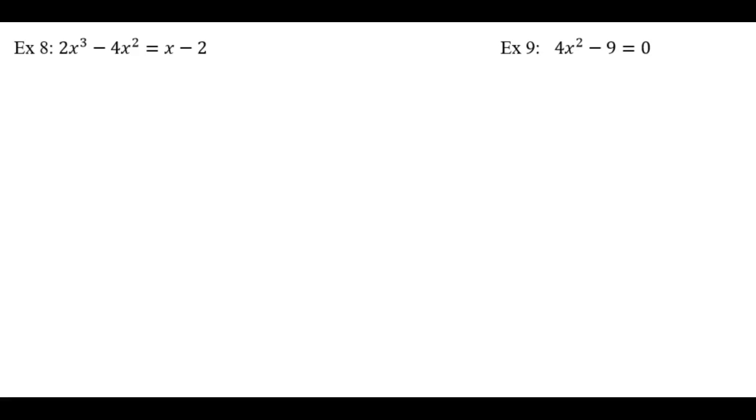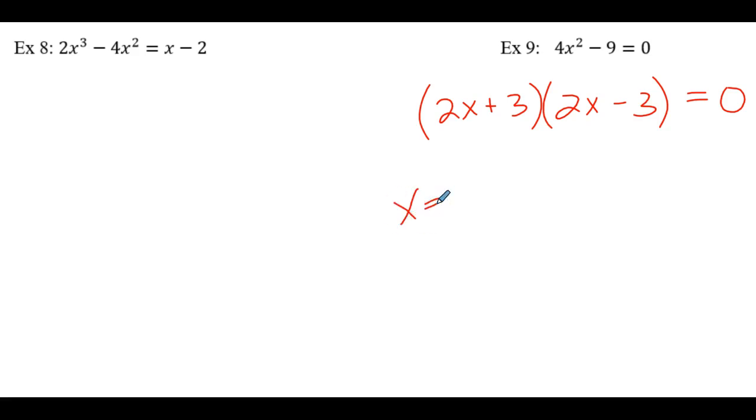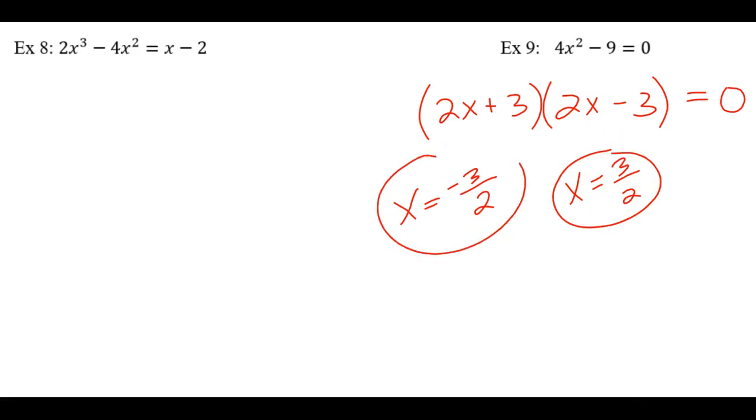9 should be easy cheesy lemon squeezy because these are both perfect squares. So how does a difference of squares factor? 2x plus 3, 2x minus 3. So one's plus, one's minus. 2 times 2 is 4, 3 times 3 is 9. Now if you set these equal to 0, what do you get? Subtract 3 over, divide by 2, negative 3/2. Add 3 over, divide by 2 is positive 3/2. That was a pretty easy one.